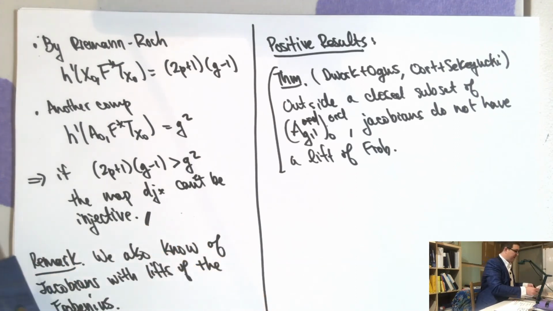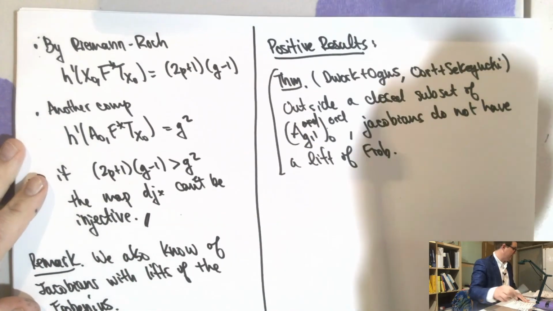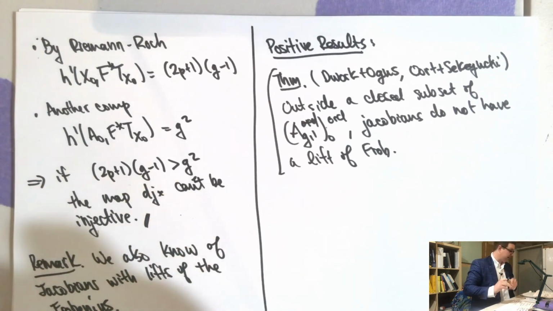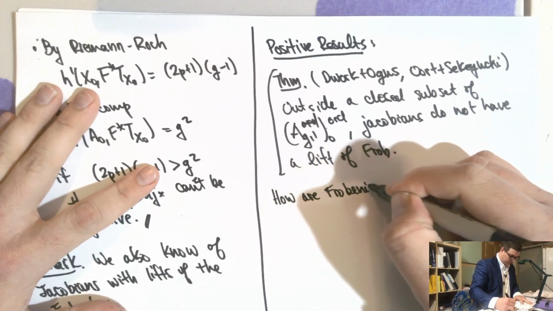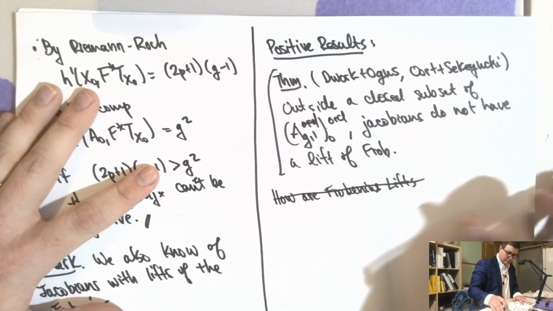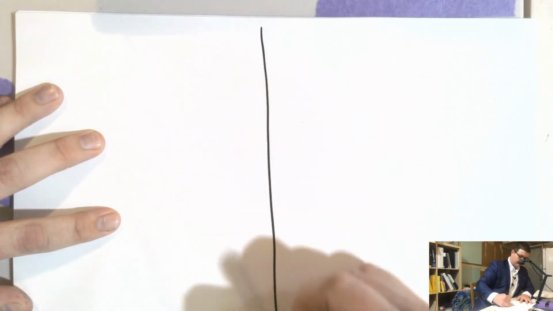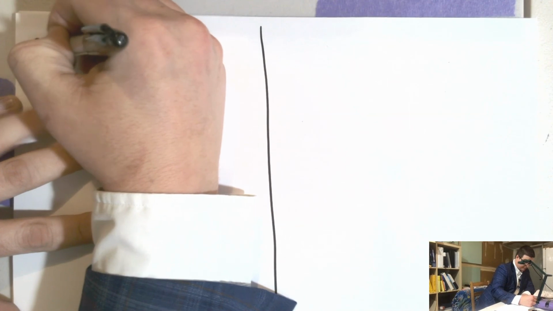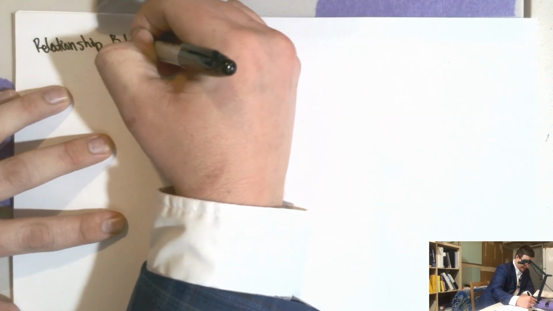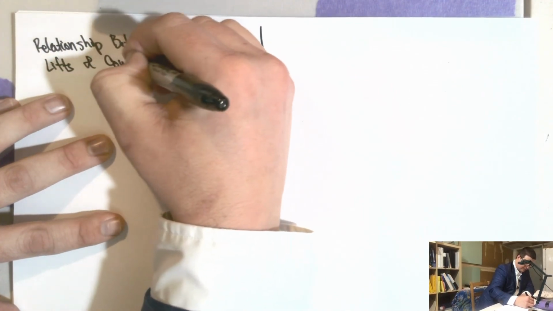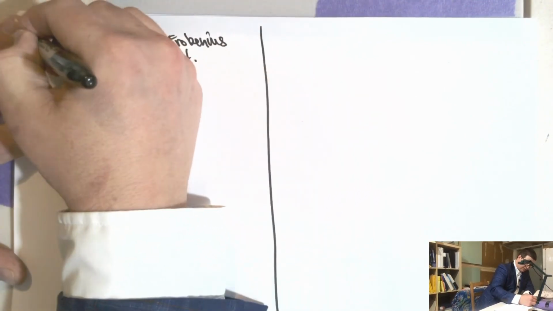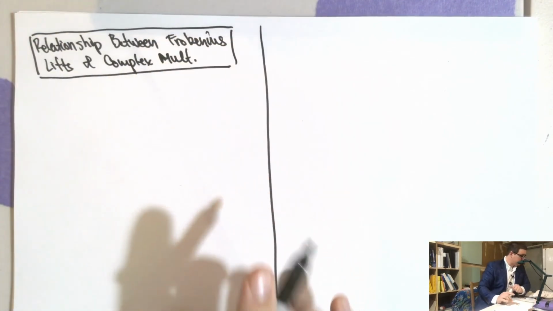Okay, so now I'm going to spend the remainder of the time explaining how Frobenius lifts are related, so the relationship between Frobenius lifts and complex multiplication. Okay, so this is going to be a little bit of Serre-Tate theory.